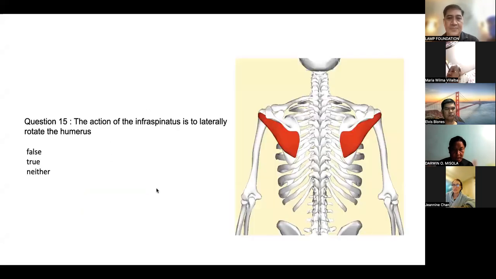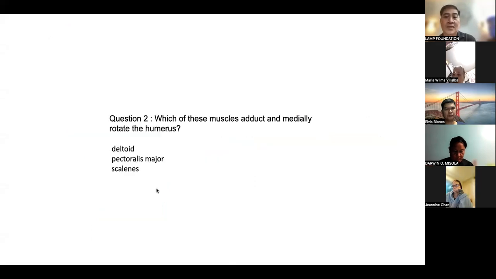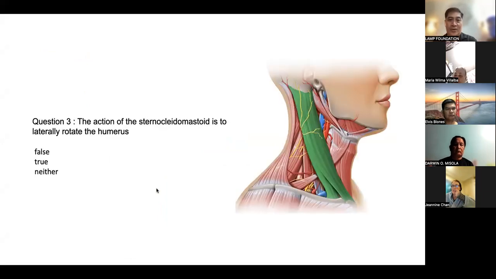Which of these muscles elevate and help to retract the scapula? Levator scapulae. The action of the infraspinatus is to laterally rotate the humerus. True. Good. The action of the latissimus dorsi. Extend the flexed arm and adduct and rotate the humerus. Which of these muscles adduct and medially rotate the humerus? Deltoid. Would you like to have another answer? Scalenes. No. So pectoralis major. Adduct and medially rotate. Alam ko nakakahilo, pero sige lang.